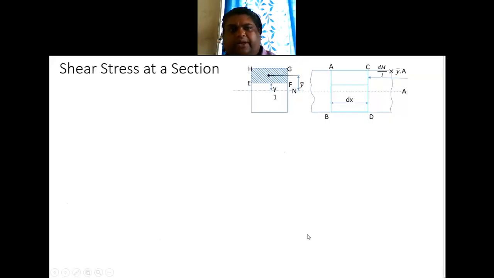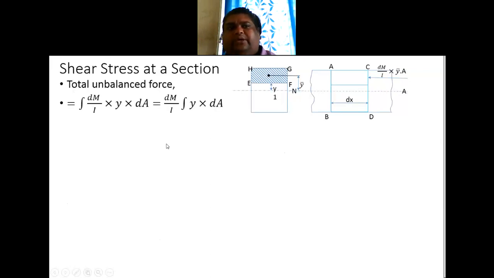Now I need to find the unbalanced force on this entire cross section EFGH, right? So the total unbalanced force you can find by integrating the equation dM by I into y into dA, right? dM by I is a constant, so I'll take that out. So the integration of y into dA.